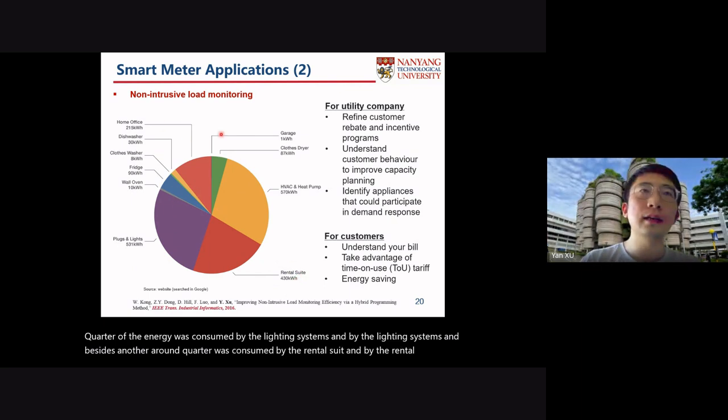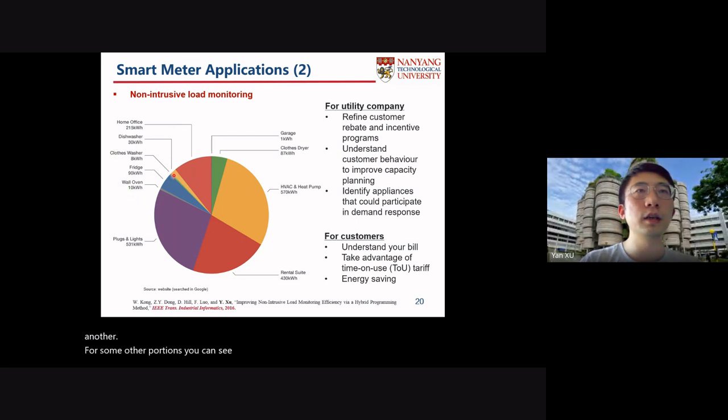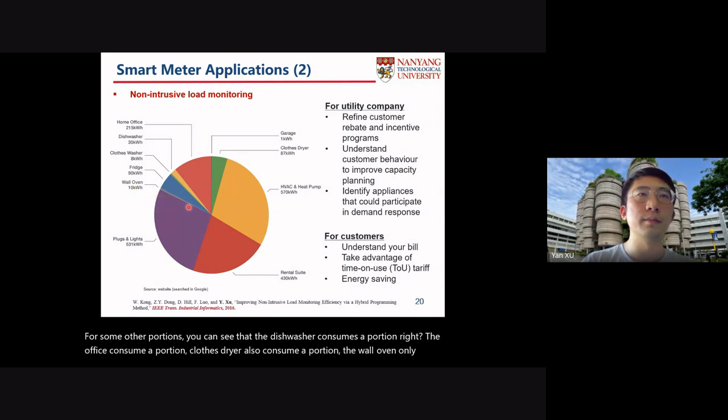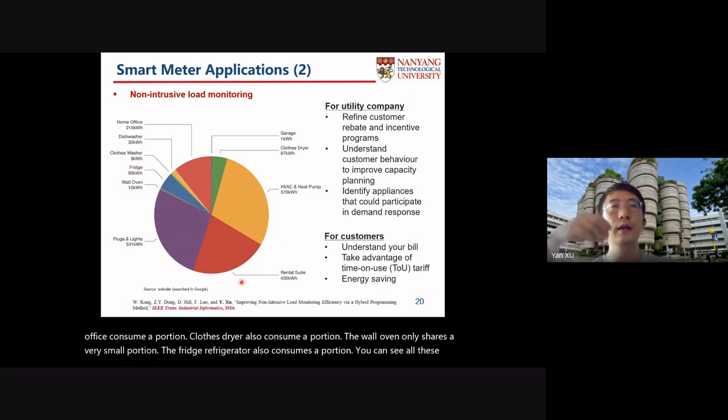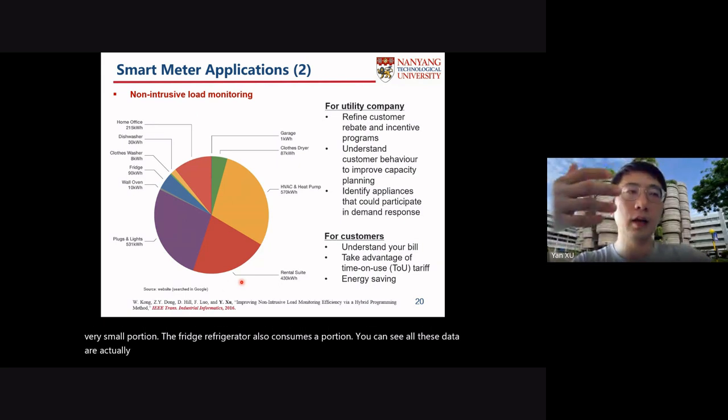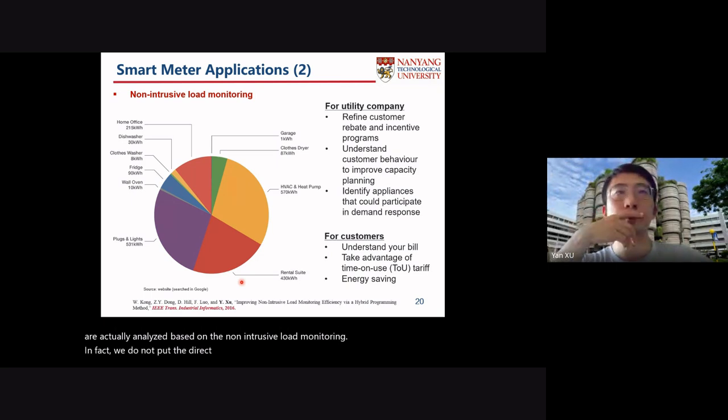And for some other portions, you can see that the dishwasher consumes a portion. The office consumes a portion. The clothes dryer also consumes a portion. The wall oven only shares a very small portion. The fridge, refrigerator also consumes a portion. You can see all these data are actually analyzed based on the non-intrusive load monitoring. In fact, we do not put direct meters and sensors on them.